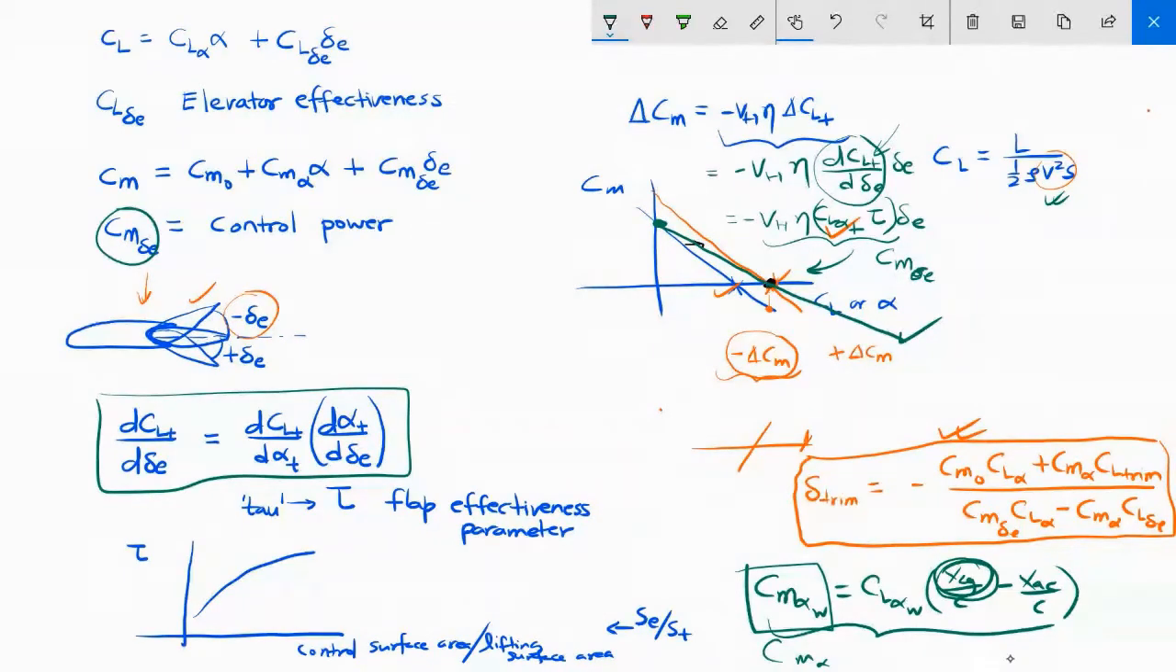Now, of course, all this is already in our notes from a previous lecture, but I just want to connect it to the summary that we were writing today as well. So what this tells me is that Cm delta E equals minus VH eta CL alpha T times tau. Tau is the flap effectiveness parameter, and this is what I need.